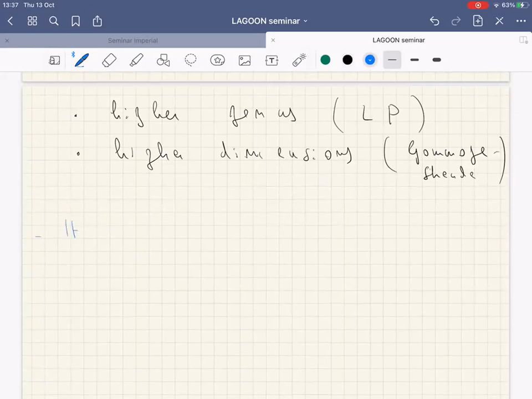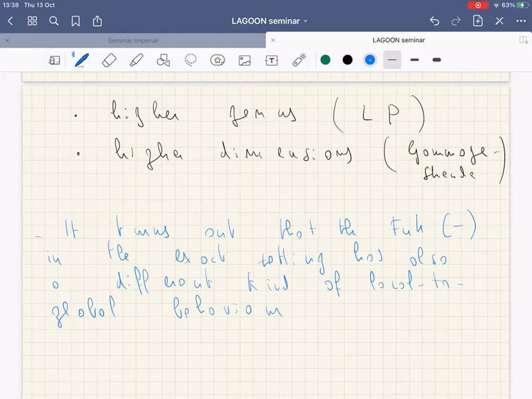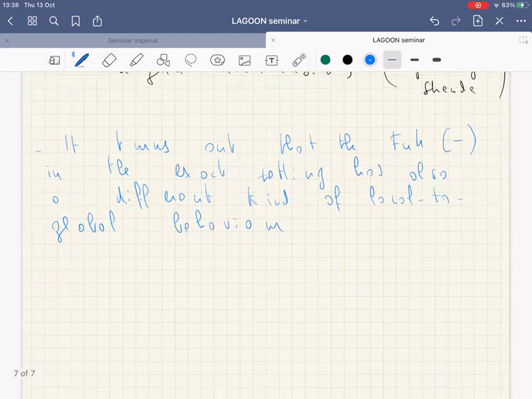it turns out that Fukaya in the exact setting has also a different kind of local to global behavior. And the discovery that we made with James a couple of years ago is that this persists in the compact setting. So that's what I want to tell you.